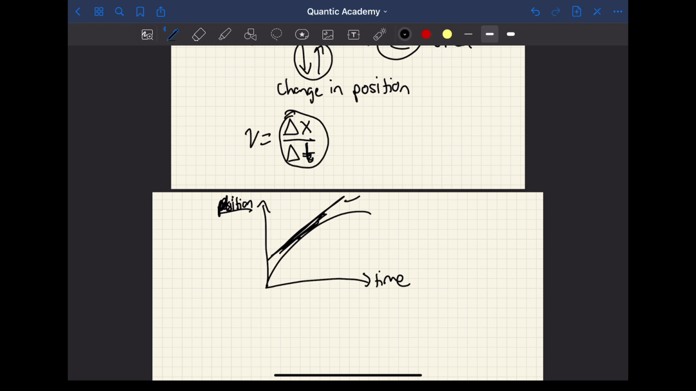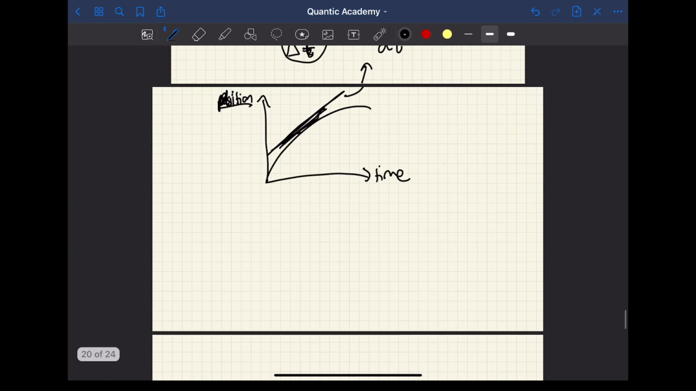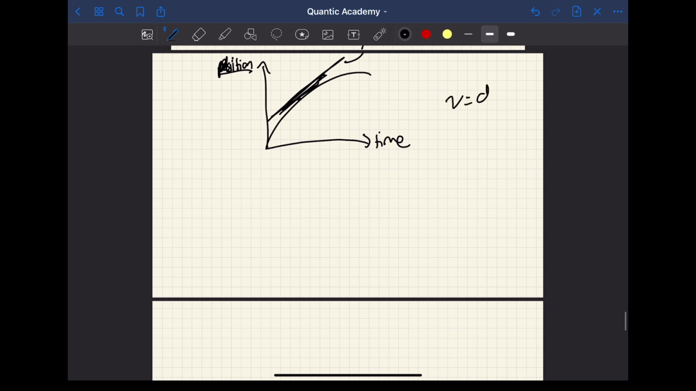And if you watch our other video on differentiation, then you know the gradient is equal to the derivative. So the velocity is just the derivative of the position. That means the position is the antiderivative of the velocity. Because if you differentiate the position, you get velocity. So that means when you integrate the velocity, you get the position, okay?